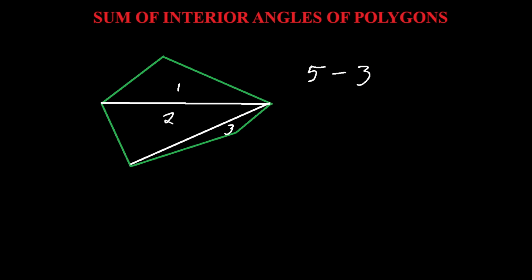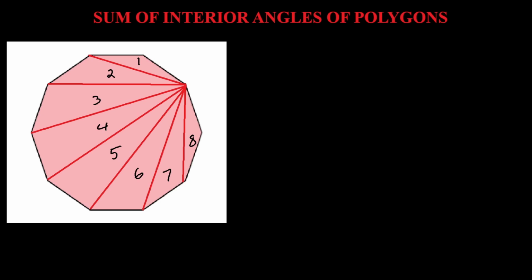Let's take a look at a 10-sided polygon, and we'll look at a formula for it. Here we have a 10-sided polygon. It's a regular polygon. It doesn't matter if it's regular or not. And I'm going to break this one into as many triangles as I can form. So in this case, I was able to break it into 8 triangles. We started with 10 sides, and we were able to form 8 triangles.